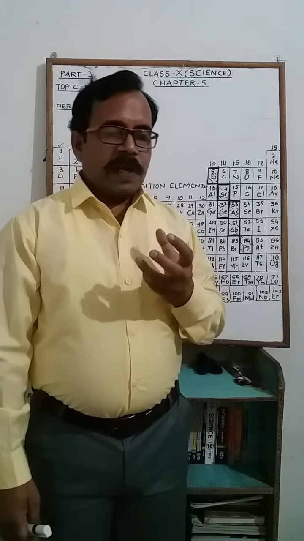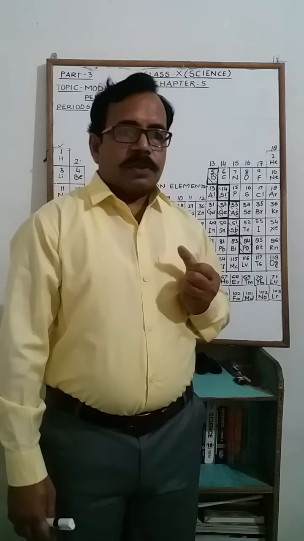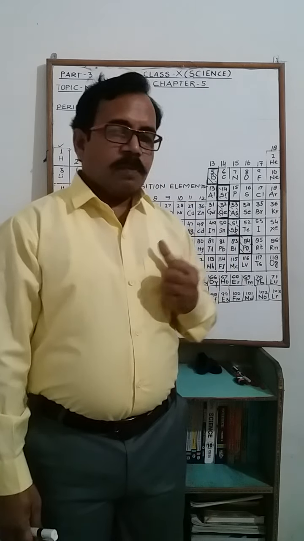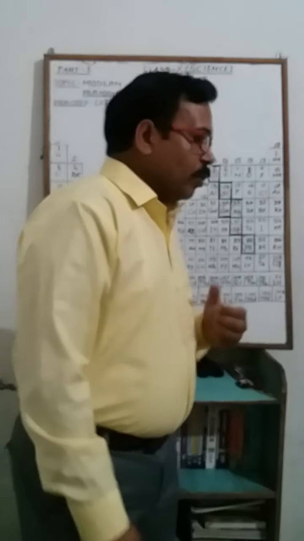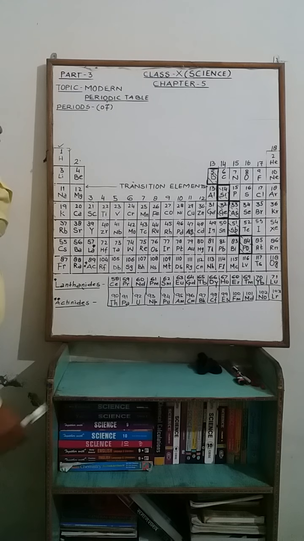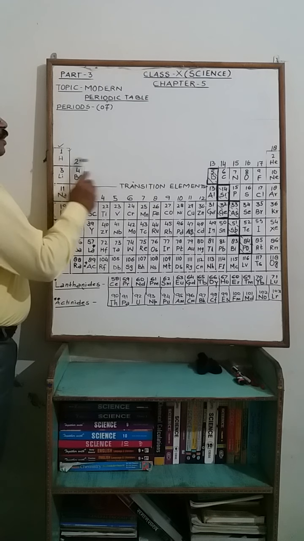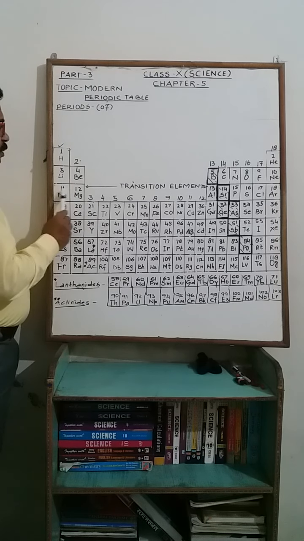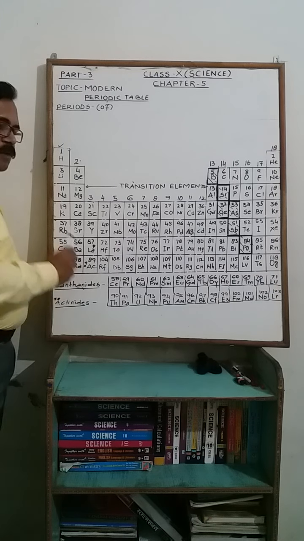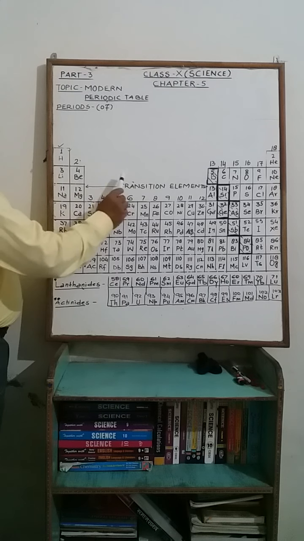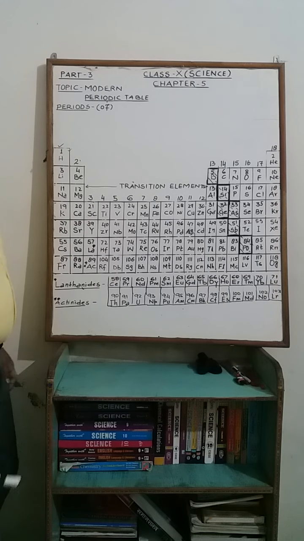As you already came to know, there are a total of 7 horizontal rows in this modern periodic table, and these horizontal rows are known as the periods. So let's look at the board. This is the modern periodic table, and this is the first horizontal row, second one, third, fourth horizontal row, fifth, sixth one and the seventh one. These all horizontal rows are known as the periods.